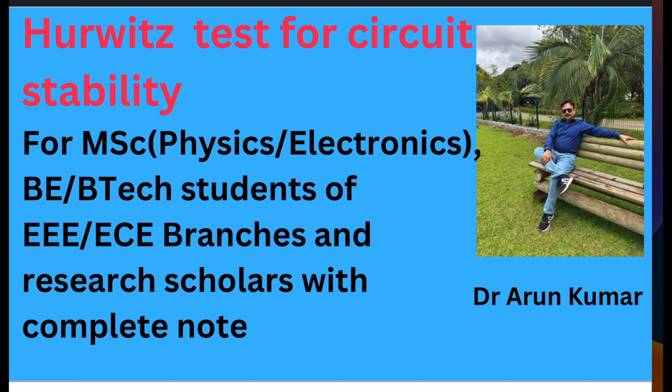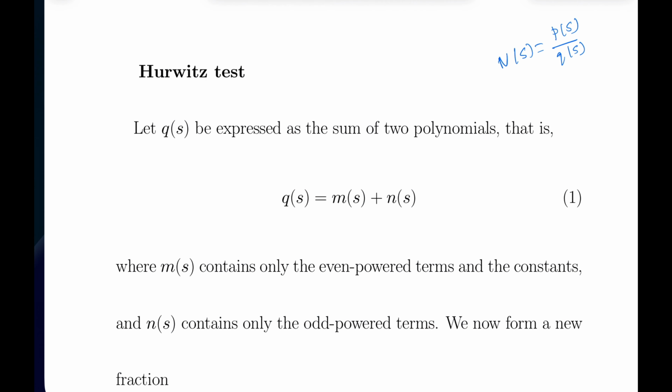Now let us come to the topic. In an earlier lecture, we have seen what is the meaning of circuit stability. Circuit stability refers to a circuit's ability to maintain its desired behavior over time without oscillating or producing unwanted signals. In control systems and electronics, stability means the circuit doesn't produce oscillations, it doesn't amplify noise excessively, and returns to its steady state after an initial disturbance.